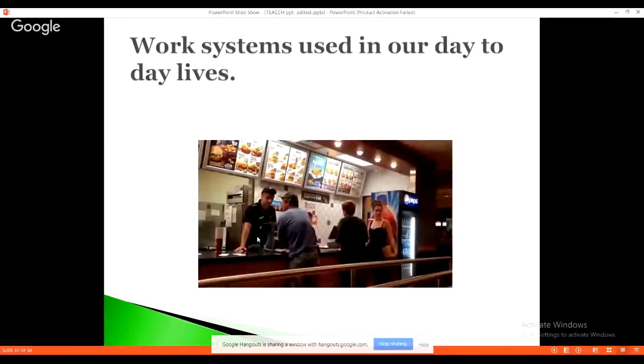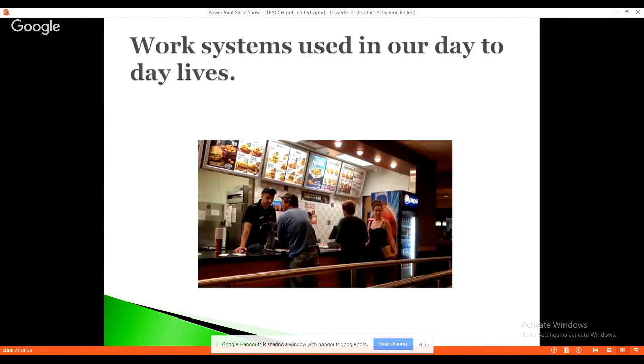That's how things are when we go shopping also. So here is the slide. Let's see what we have here. We go back and we see this one. Same way, this person is giving his order. He's on the left side. This is what we do even at McDonald's, right? You give the order, then you move on to the right side and collect your order. So this is how work systems are used in our day-to-day lives also.